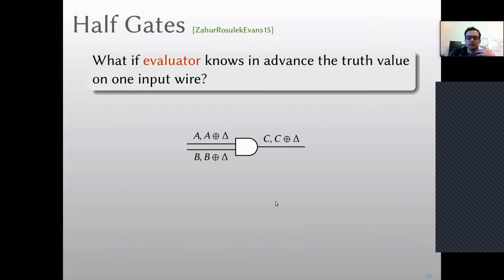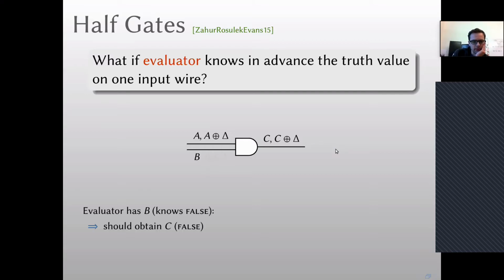Okay, now there's a similar question we can ask. What if the evaluator knows, I shouldn't say knows in advance, but what if the evaluator somehow knows, as they're evaluating the circuit, somehow they just know that the value on this wire is true or false? Can they use that information to make a more efficient AND gate? Right, okay. So let's suppose the evaluator has a wire label B for this wire, and the evaluator somehow knows that B means false.